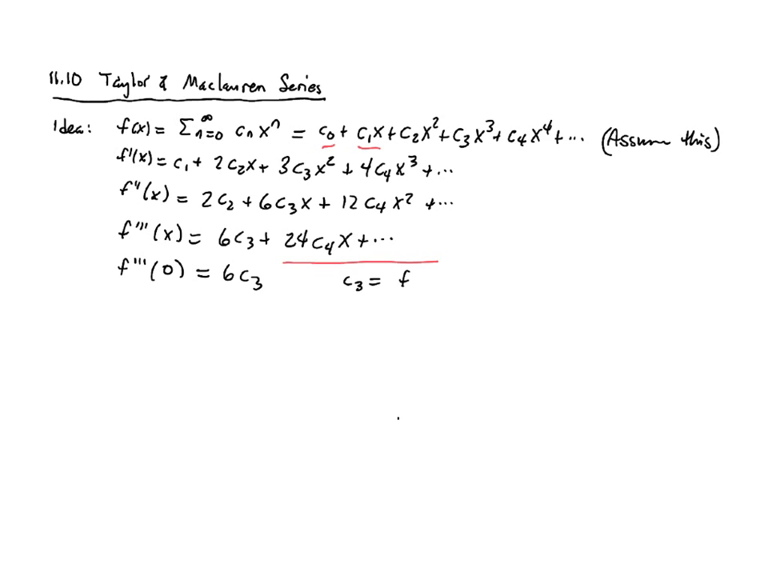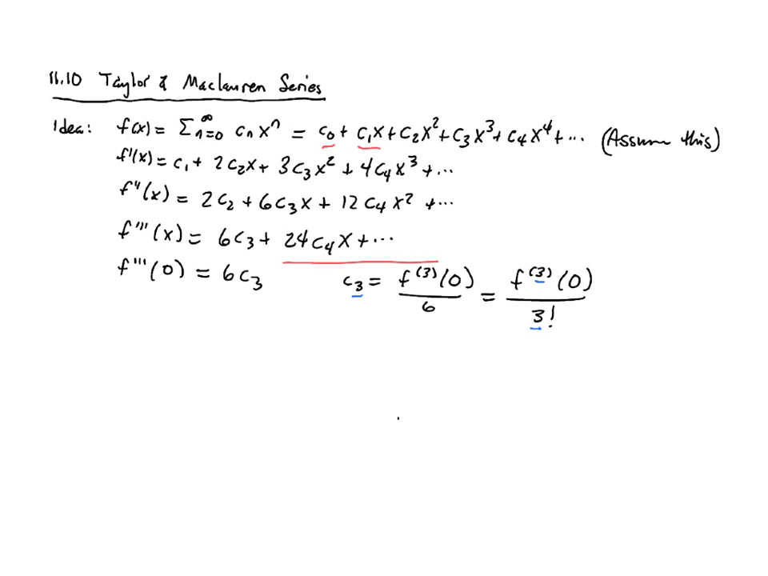And when I solve this for c3, I can write that as the third derivative evaluated at 0 divided by 6, which is the same thing as the third derivative at 0 divided by 3 factorial. So the thing to note here is that the third coefficient is gotten by taking the third derivative evaluated at 0 and dividing by 3 factorial.